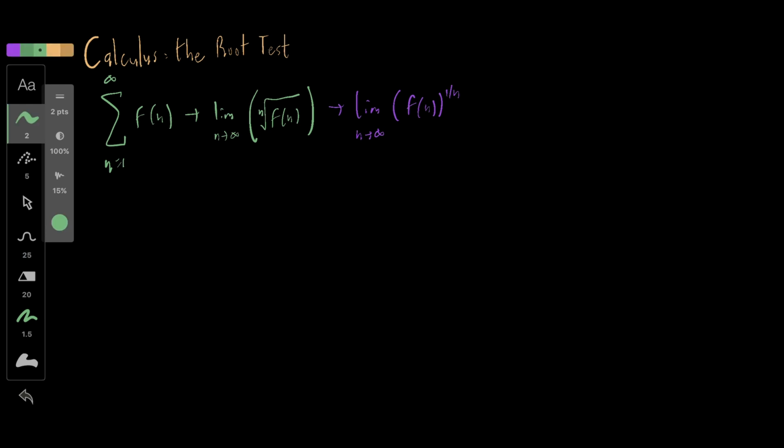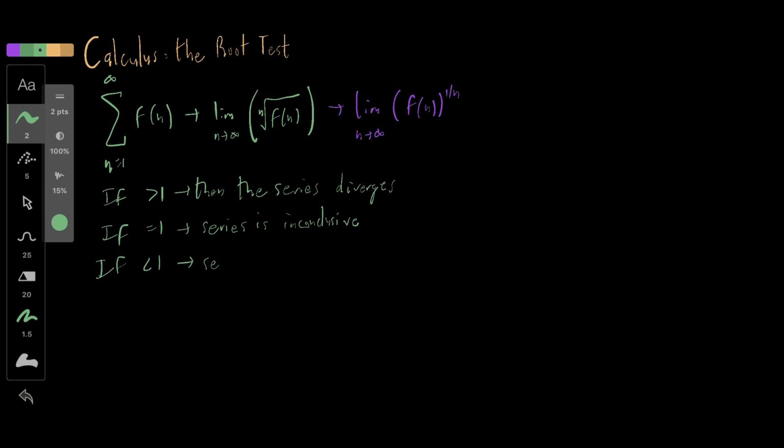The first condition is that if this is greater than 1, then the series diverges. If it is equal to 1, the test is inconclusive. And finally, if it is less than 1, the series converges.